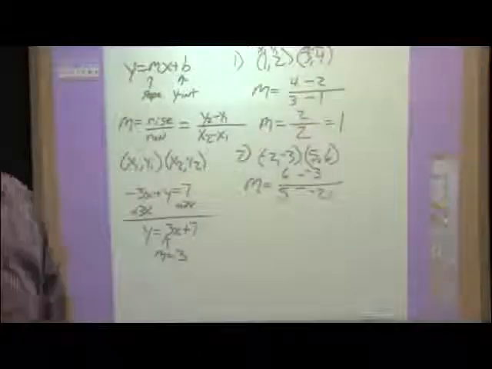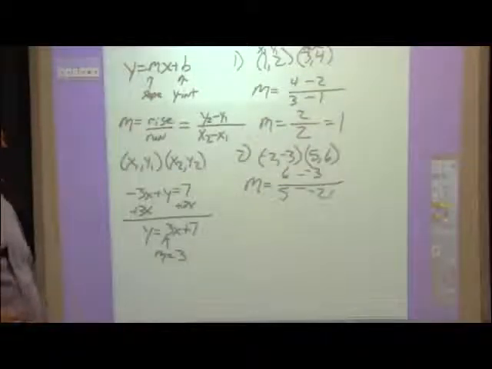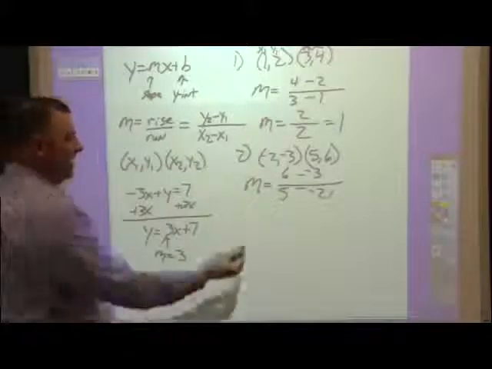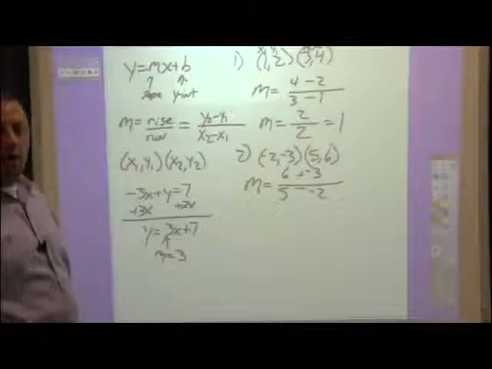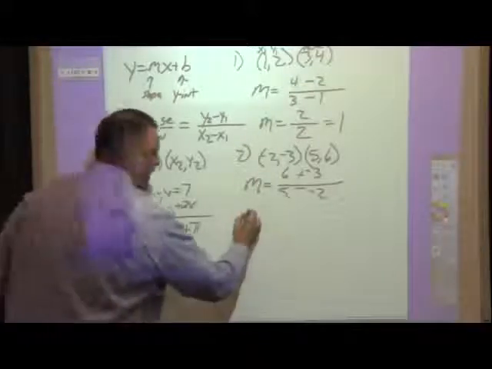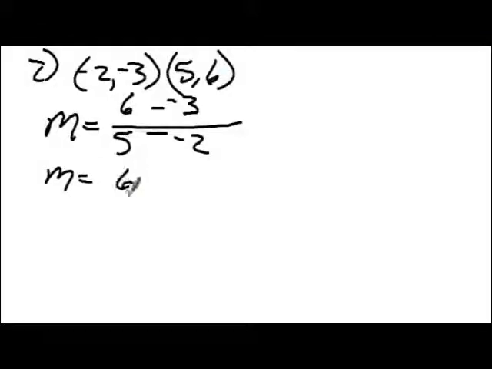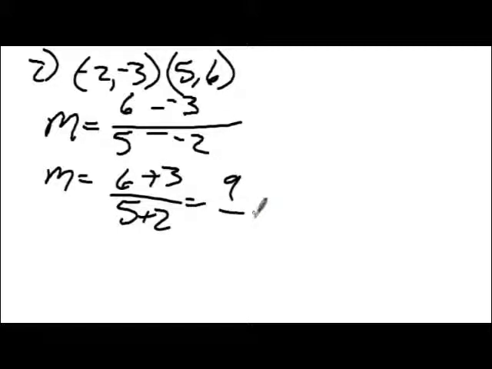We got to clean this up, it's a little messy. You got a bunch of negatives in there. Don't forget, a double negative, that's what you got here. Minus a minus. That's kind of like a negative times a negative, and we all know that's a positive. So really what we got is 6 plus 3 on top. And 5 plus 2 on the bottom. 6 and 3, 9. 5 and 2, 7.